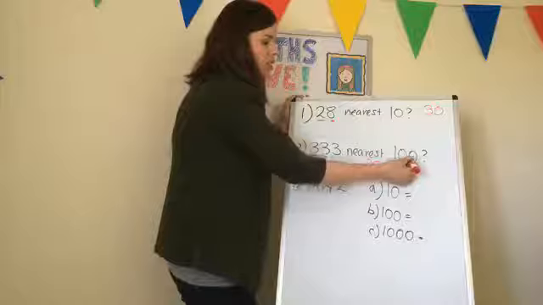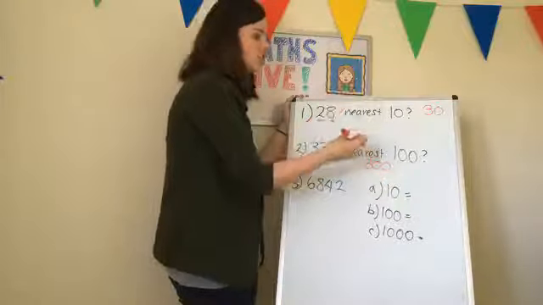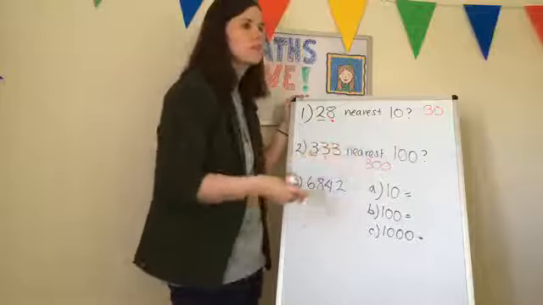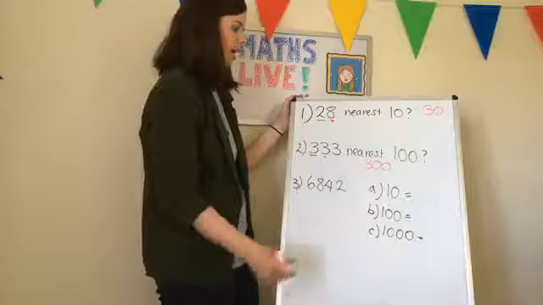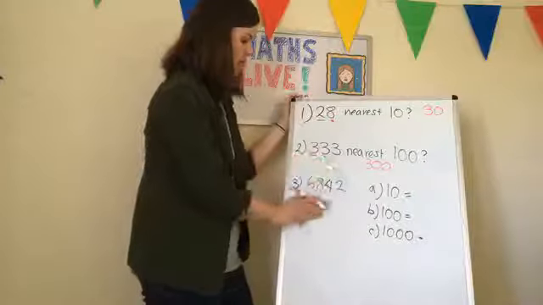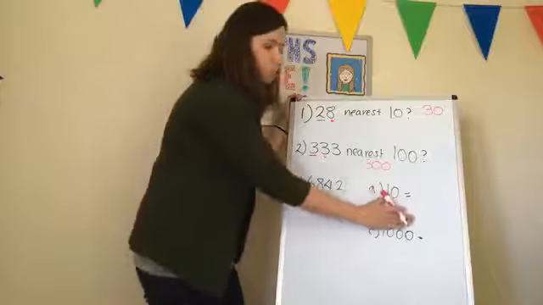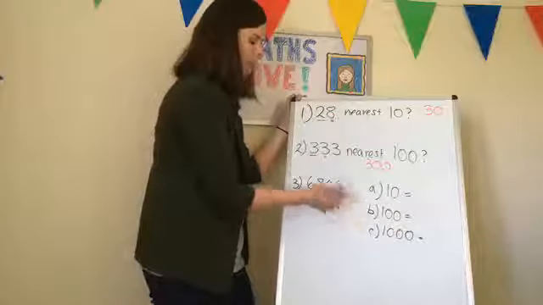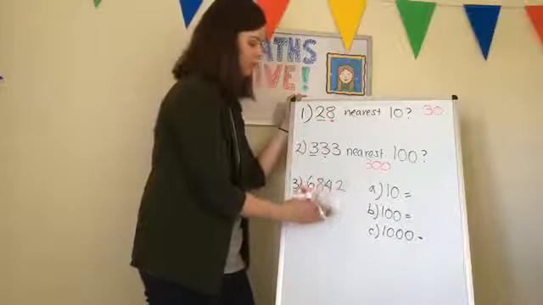If it's asking you for the nearest 10, 100 or 1,000, it has to be either 30, 300. It can't be 330 because that's not a multiple of 100, okay? So 300. Last one. Right, we're doing it in different parts. So ignore B and C, we're starting with A. We're rounding 6,842 to the nearest 10.